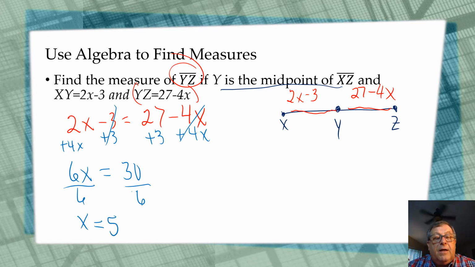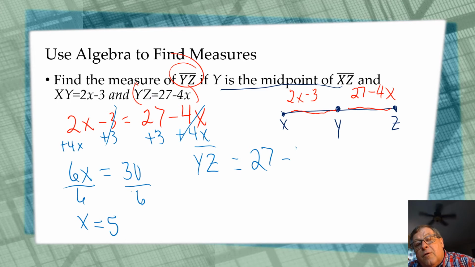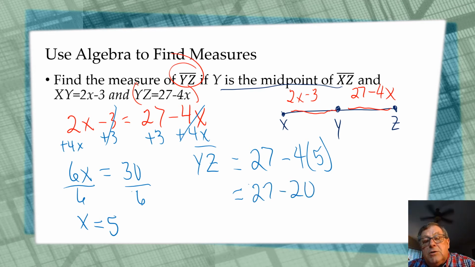Now I can substitute in 5 for X if I'm trying to find what the segment YZ is equal to. I'm going to substitute 5 for X, and so that's going to make this 27 minus 4 times 5. Well, 4 times 5 is 20. So now we have 27 minus 20, and 27 less 20 is equal to 7. So segment YZ is equal to 7.